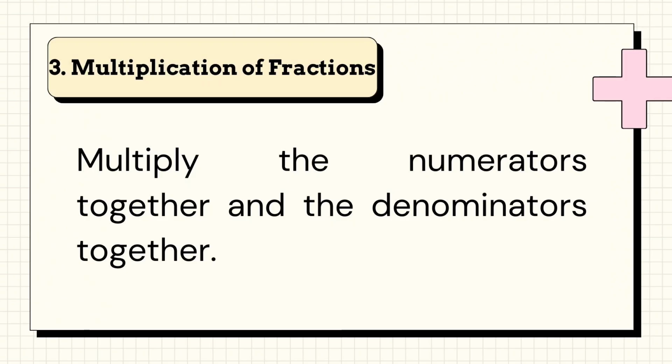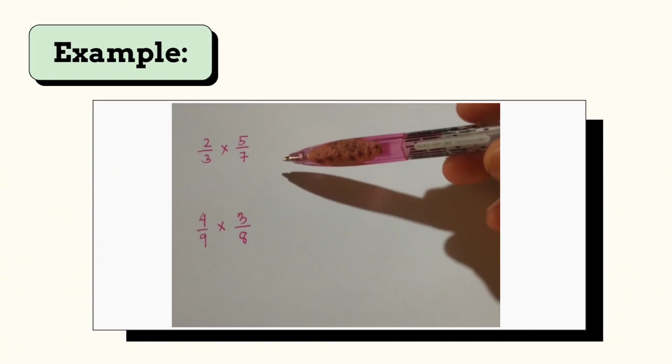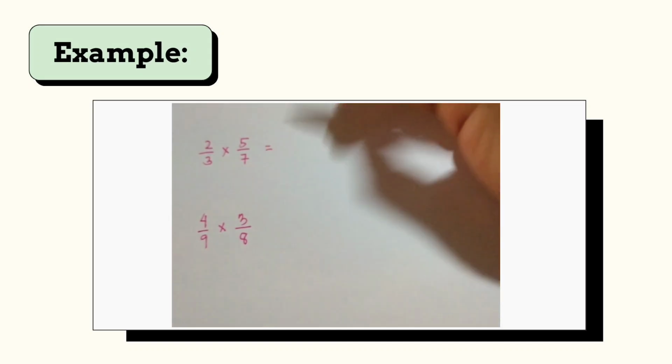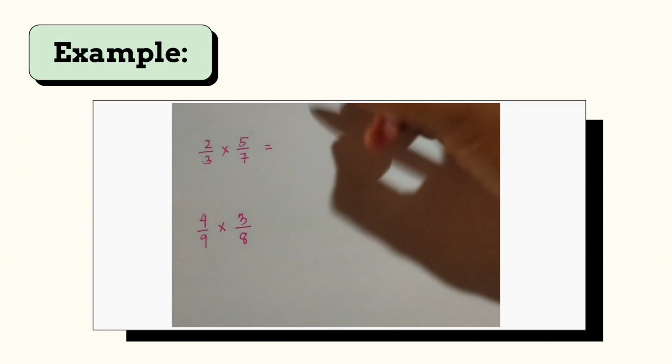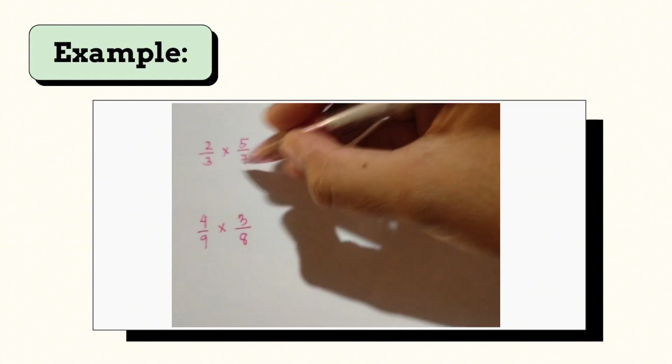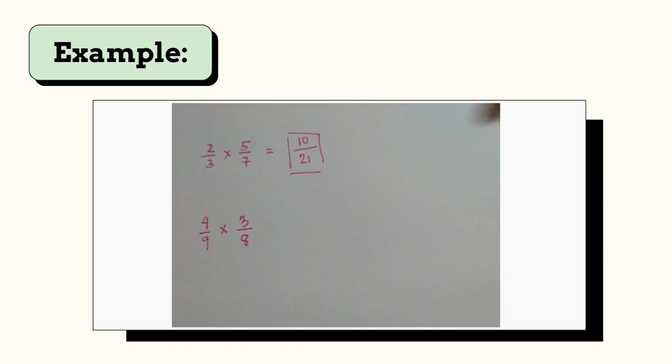Third, we have multiplication of fractions. Multiplying fractions is actually more straightforward than the first two operations. You simply multiply the numerators together and the denominators together. So let's take a look at this example. As you can see here, we have 2 over 3 multiplied by 5 over 7. What we need to do is simply multiply 2 by 5 and 3 by 7. So 2 times 5 is 10 and 3 times 7 is 21. And that's it. You have the product of the fractions.